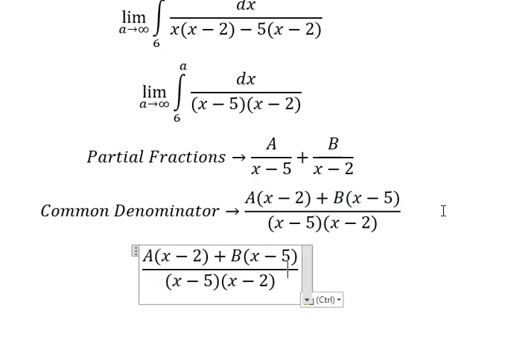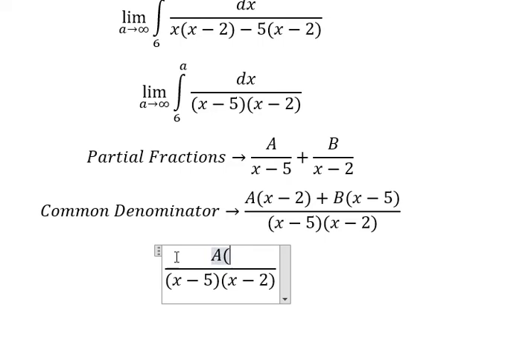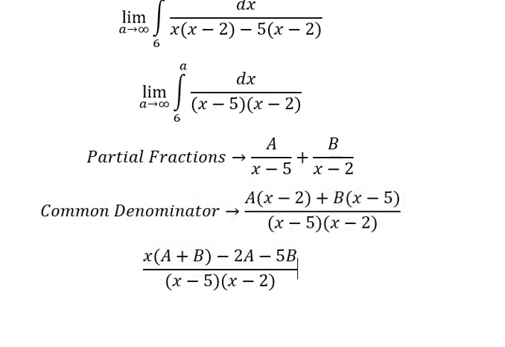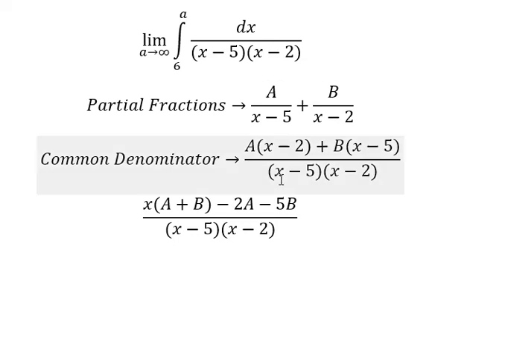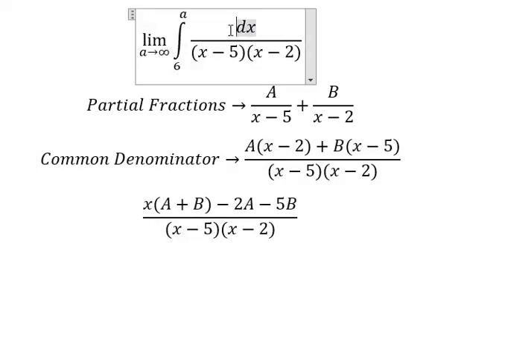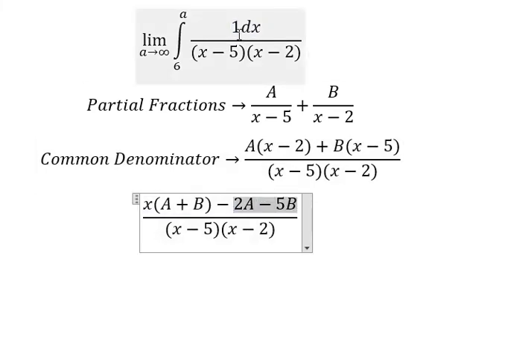Next, we need to expand and we need to arrange based on the terms of s. And this one we have negative 2a and negative 5b in here. Next, we need to compare coefficients. This one we have 1. So negative 2a negative 5b equals 1. A plus b, we don't have s, so a plus b equals 0.